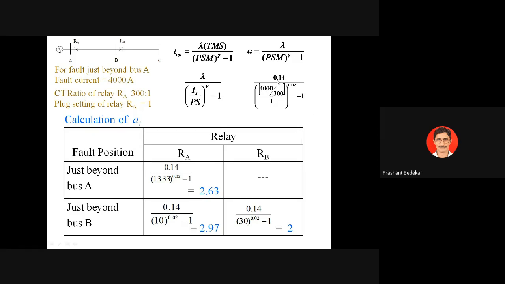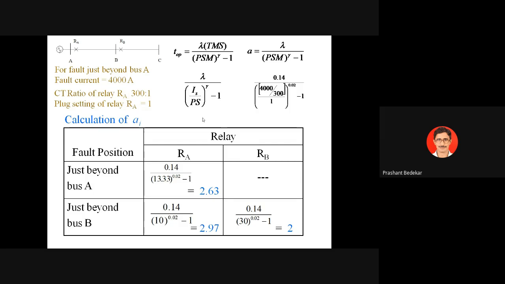As it is an IDMT relay, lambda is 0.14 divided by IS. What is IS? The current seen by the relay, that is, the CT secondary current. CT primary is carrying a current of 4000 amperes, the fault current. So it is 4000 divided by the CT ratio. CT ratio is 300:1, so 300 amperes in primary will result in 1 ampere in secondary. Likewise, 4000 amperes in primary will result in 4000 upon 300 amperes in secondary. So this is the secondary current.